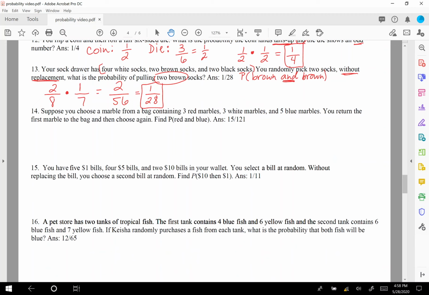All right. And so again, you see where it says the probability of pulling 2 brown socks. You have to think to yourself, okay, I'm going to pull one and then I'm going to pull the other. That and comes into play there.